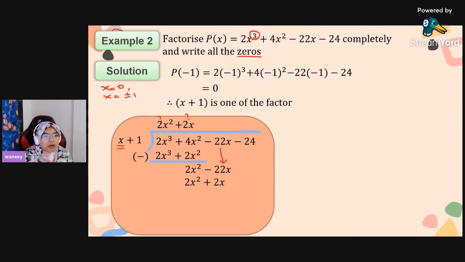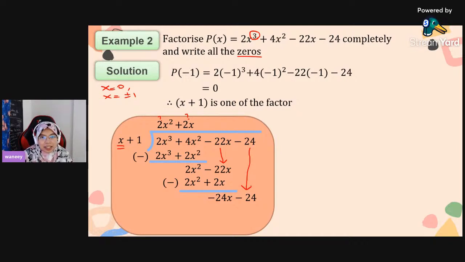And again, you are going to deduct them. Okay, so 2x squared minus 2x squared, those two will cancel out. Negative 22x minus 2x, so they will become negative 24x. And then don't forget, you have to bring down that number below. So we got negative 24x, negative 24.